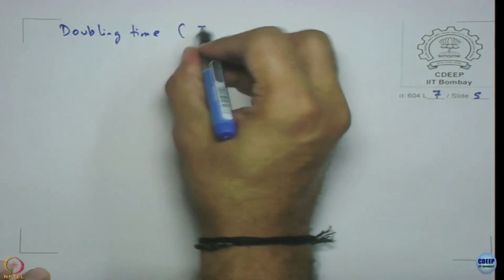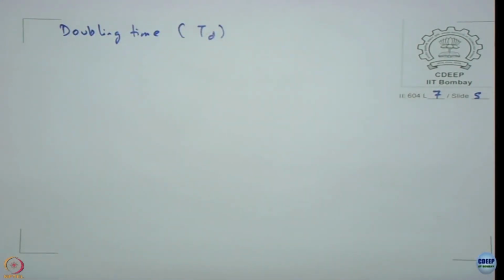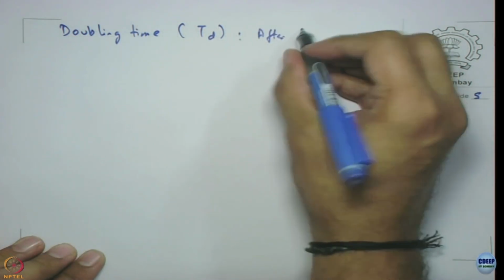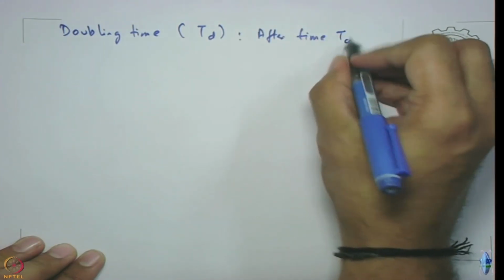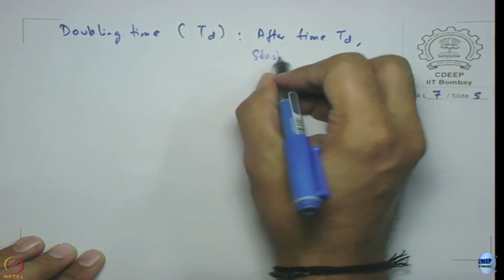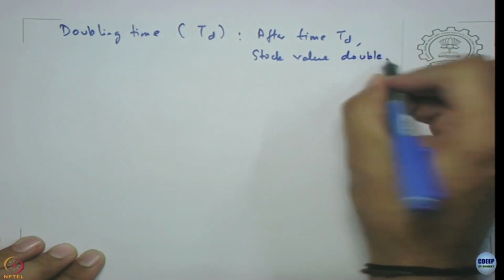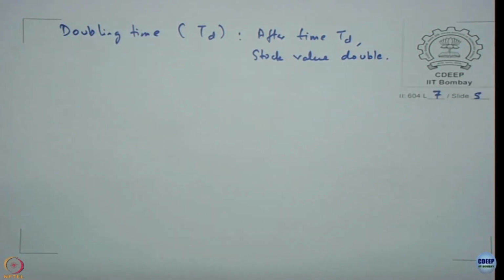Let us say Td, doubling time. It is a time after which stock value doubles. We need to compute this Td.